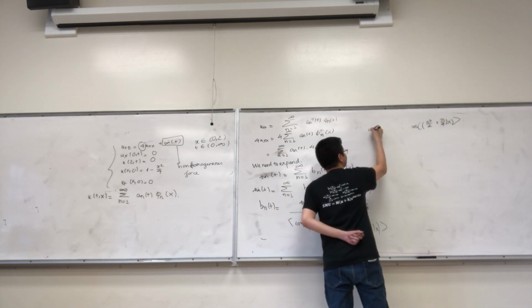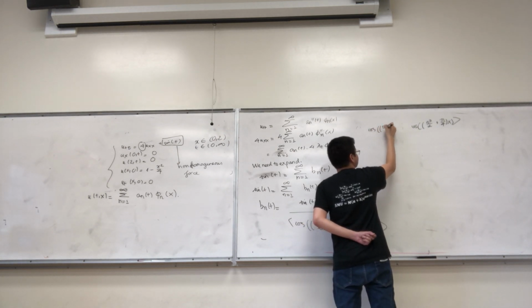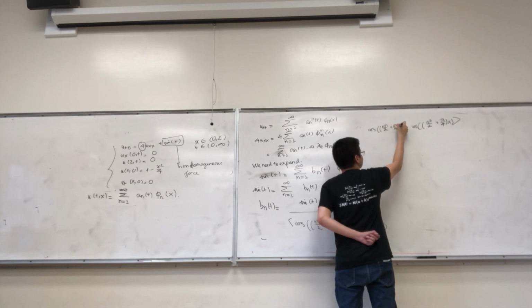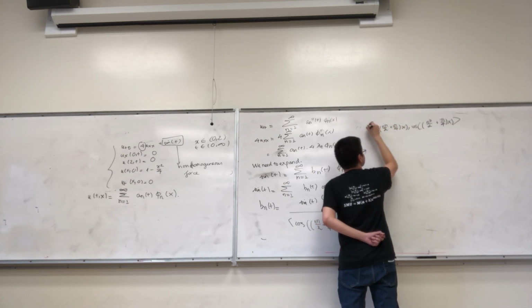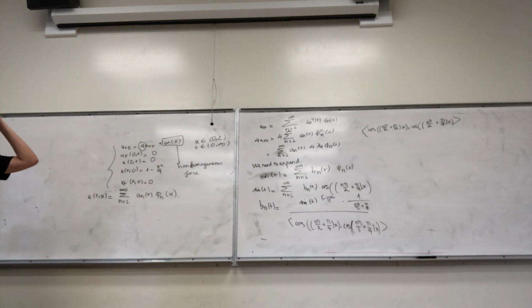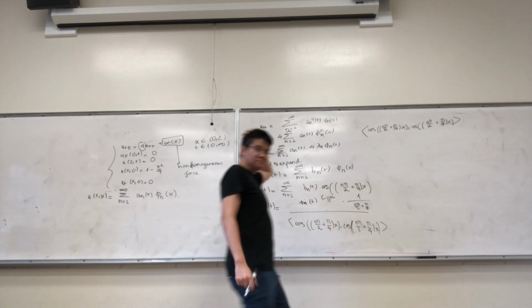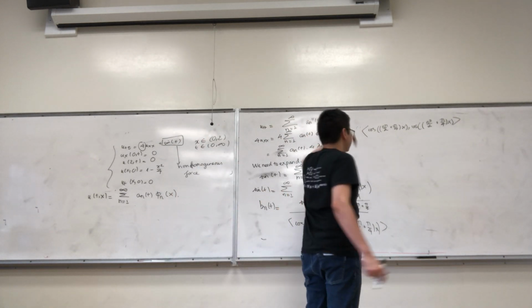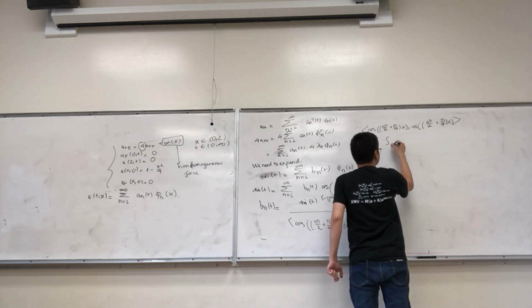Right, so now I have cosine of (n pi over 2 plus pi over 4) x times cosine. I have to take this in the product. What is it? We have the integral from 0 to 2 of 1 plus cosine of (n pi plus pi over 2) x.